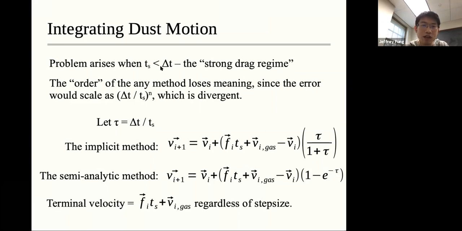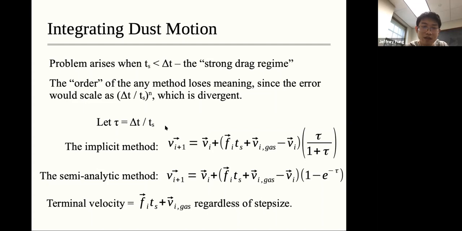very strong. In particular, if your stopping time is shorter than your time step, then whatever order of the method you're using has no meaning, because the error would scale as delta t over t_s, which is larger than 1, to the power of your order, and it's divergent. So to fix this, you have to have the right limit.